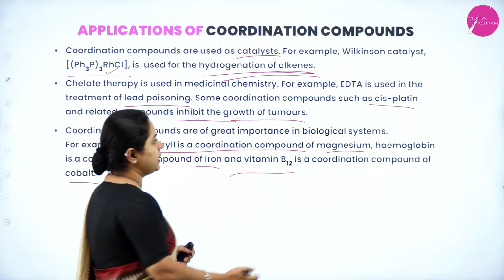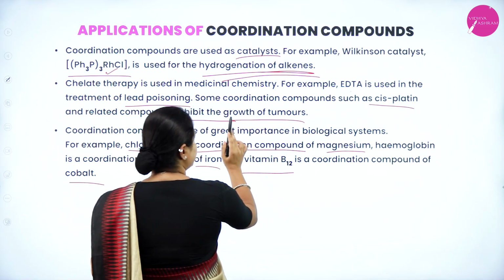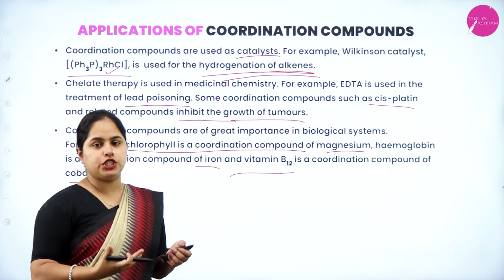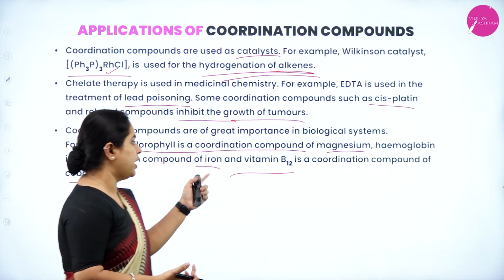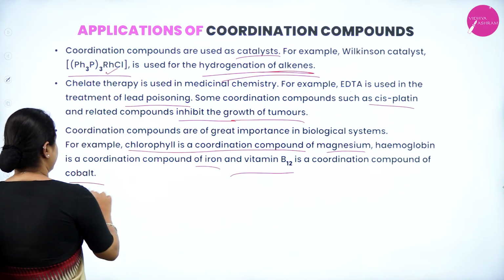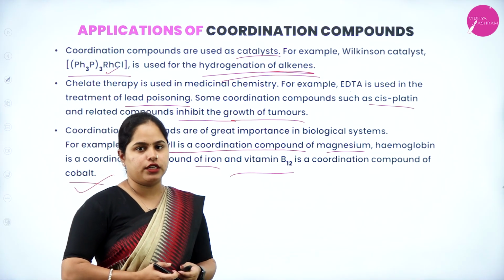So, these few points: EDTA is used in lead poisoning. Cisplatin is used in the treatment of cancer. Chlorophyll is a coordination compound of magnesium. Hemoglobin is a coordination compound of what? Iron. And the last one, vitamin B12 is a coordination compound of cobalt. All this you have to remember, and these are the applications of coordination compounds.